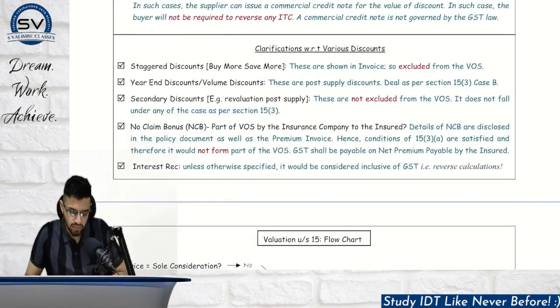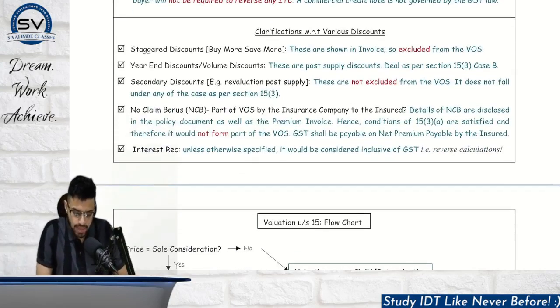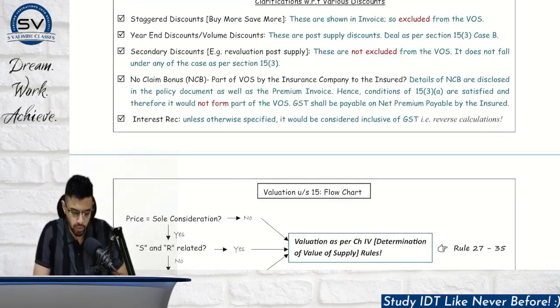Let's see various clarifications of discount. Staggered discount, buy more, save more. This is a no-brainer. The discount is recorded in the invoice. You buy 15 items, we will give you 40% discount. It is included in the invoice. So this is a case of pre-supply discount. It will not be included in the value of supply.